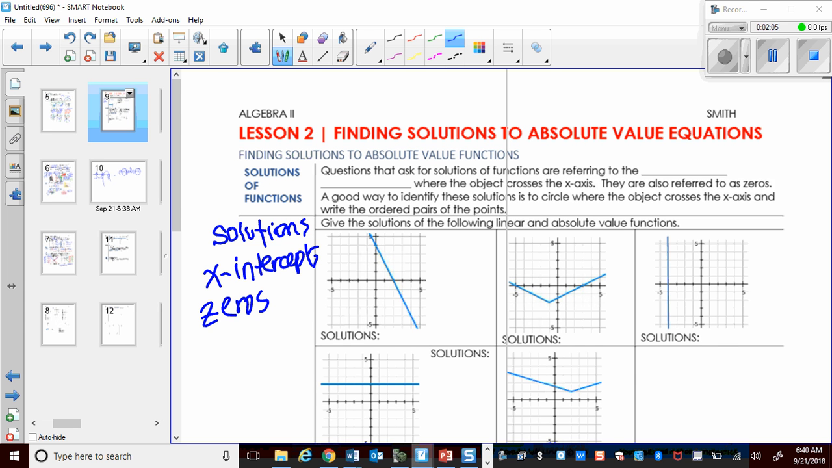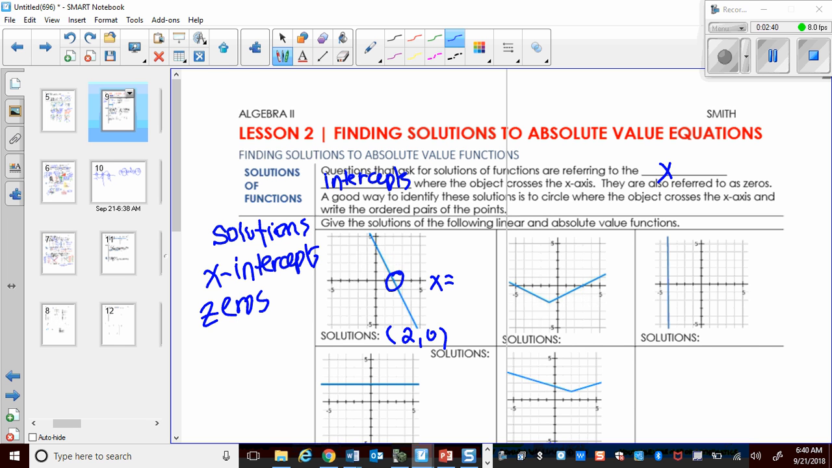Questions that ask for solutions of functions are generally referring to the x-intercepts. This is where the object crosses the x-axis. Like I said, they are also referred to as zeros. A good way to identify these solutions is to circle where the object crosses the x-axis and write the ordered pairs of the points. So here, this linear equation crosses the x-axis at 2. So my solution would be 2, 0.